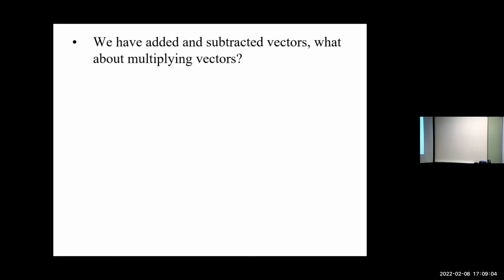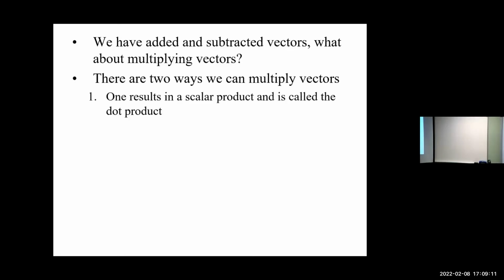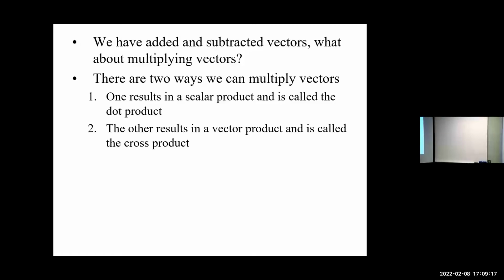But again, basically what we want to think of is that this is a way of multiplying two vectors. We saw adding and subtracting. So the dot product produces a scalar. We'll contrast that with the cross product. Again, we'll do that one on Thursday, which produces a vector when you multiply the two of them together.